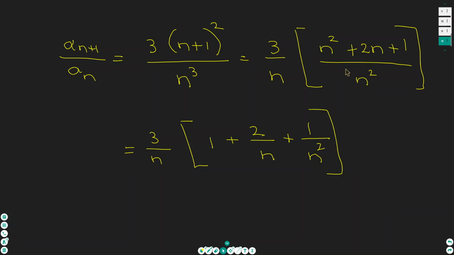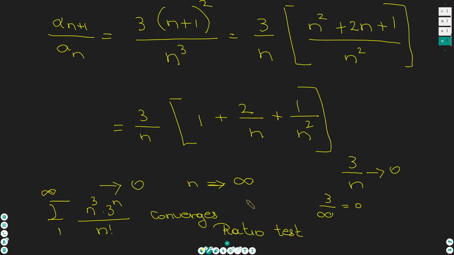After we simplify the above fraction, we came into this expression: 3 over n, bracket 1 plus 2 over n plus 1 over n squared. Because we show that this ratio tends to 0 when n tends to infinity, then the series converges by the ratio test. This is the lesson for today.